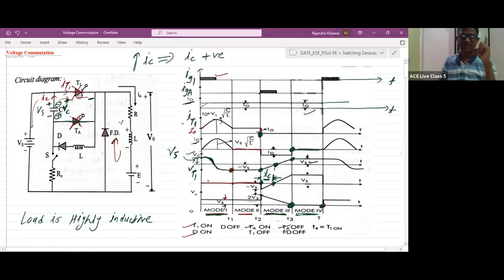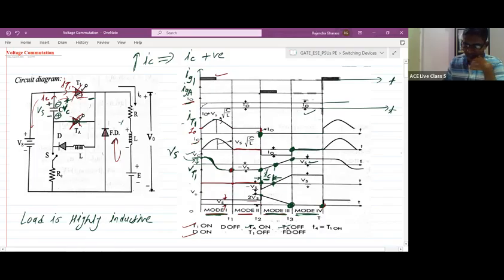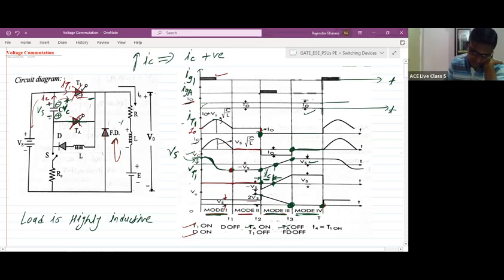In order to turn off any thyristor, the first thing required is that the current flowing through it should be 0. During mode 3, the capacitor is discharging and again charges to the reverse polarity, with plus here and minus here as the final voltage. After that, the capacitor will try to discharge through T1.